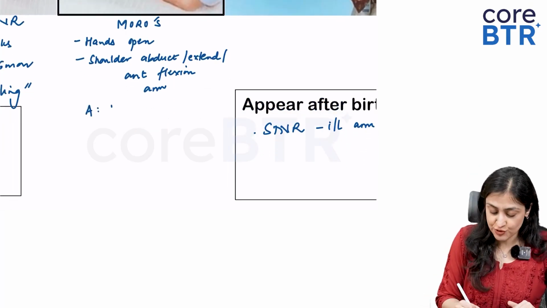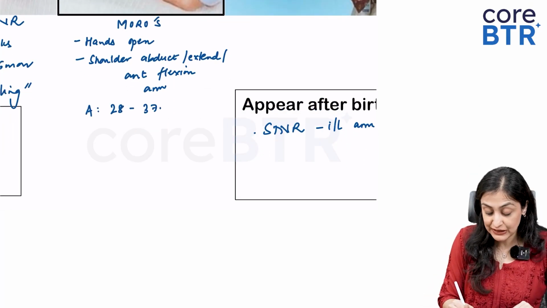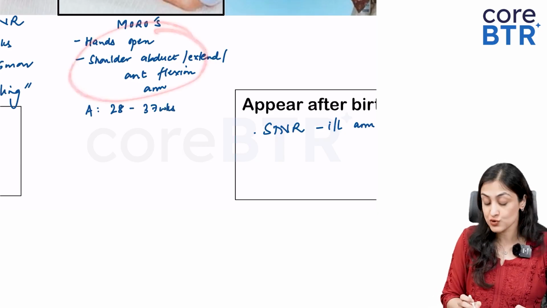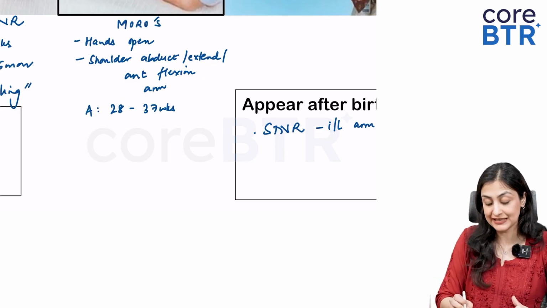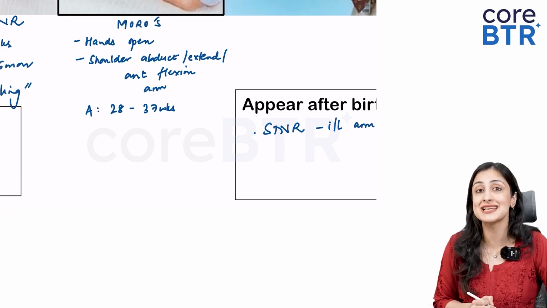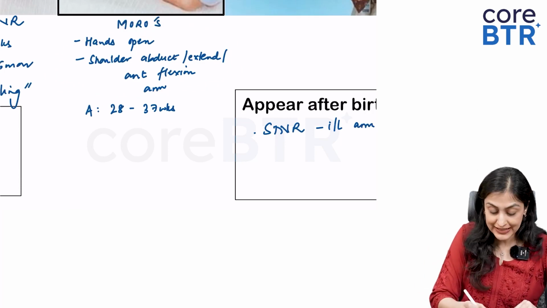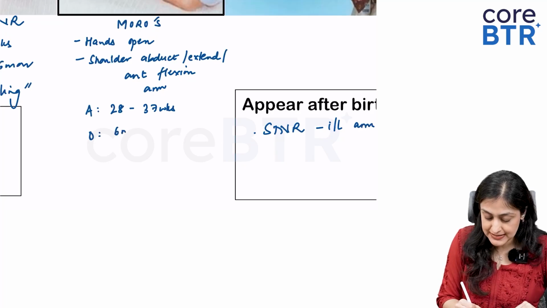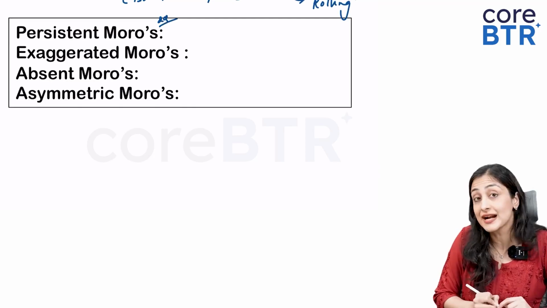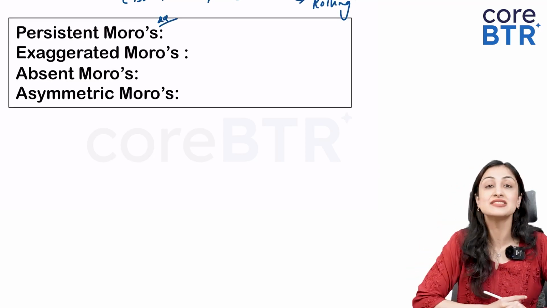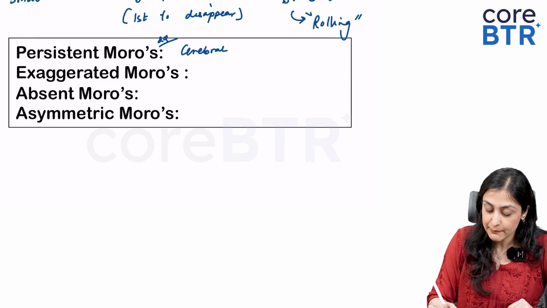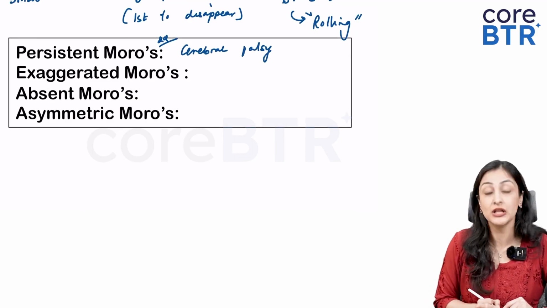This starts to appear at 28 weeks but is well formed by term. So many components take time. It starts at 28 weeks, but by the time the complete Moro's develops, it's 37. That way you can also assess the maturity of the baby, right? And this should disappear by 6 months. Very important, because if Moro's is persistent, what does that mean? It means that the negative regulation of cortex is not there, right? This is the most commonly asked question. Persistent Moro's means cerebral palsy.